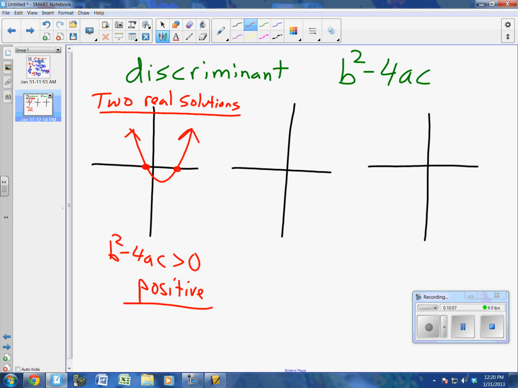What are some other possibilities? There's actually two other possibilities. Instead of your discriminant being positive, what else could it be? It could be negative, right? Okay? If b squared minus 4ac is less than 0, in other words, it's a negative number, what would your graph look like? Well, it could be upside down, but what does it not do?